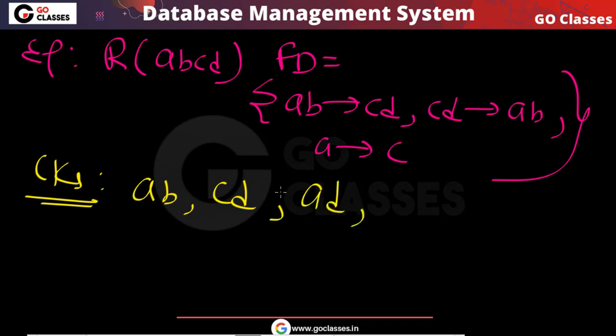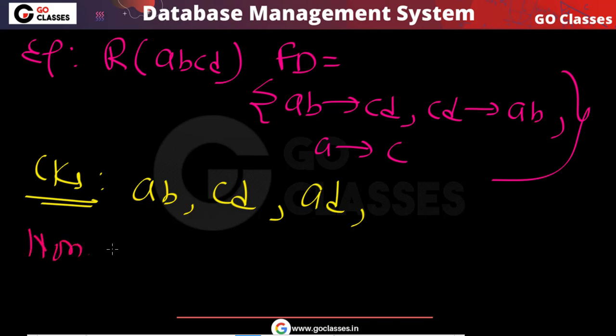AB is a candidate key and CD is a candidate key. And you can notice that AD is also a candidate key because A can determine C. Is there any other candidate key? I think these are the only candidate keys that we can have.